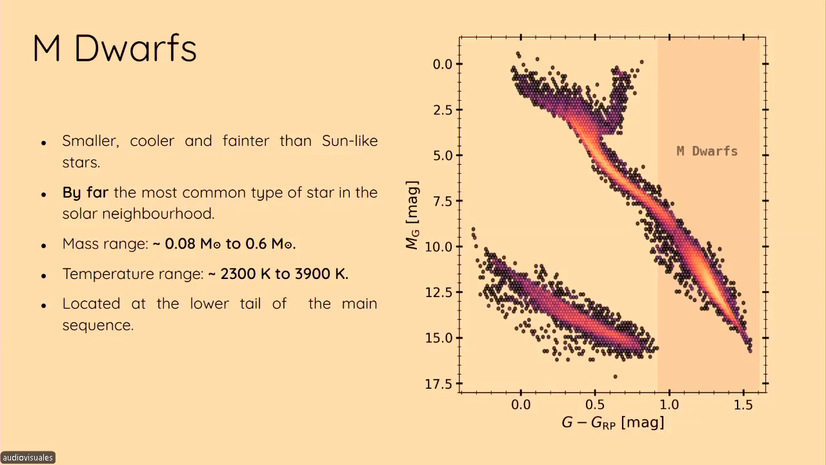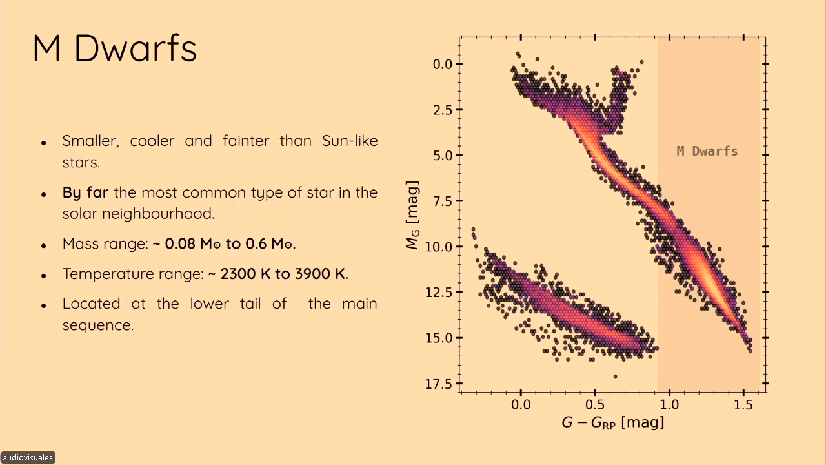So let me first introduce you to the M dwarfs, which are basically stars that are smaller, cooler, and fainter than stars like our sun. Because of this, they have a very small mass range, between more or less 0.1 and 0.6 solar masses, and a very low temperature range, between more or less 2,300 Kelvin and 3,900 Kelvin. So they are very little, very cool, and very faint.